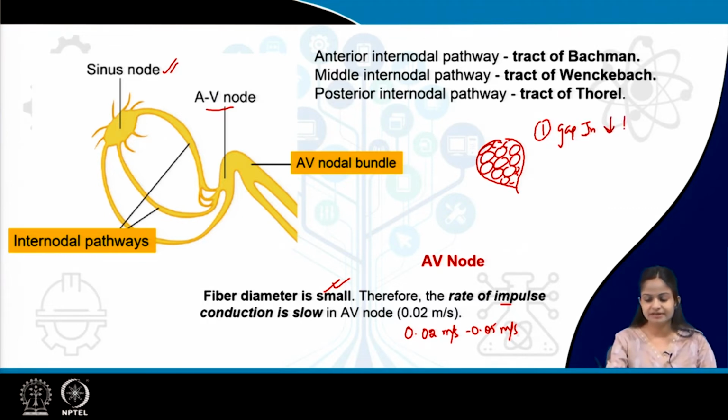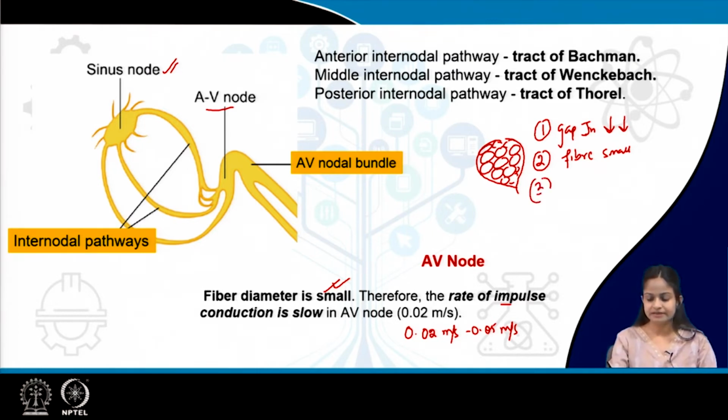These are comparatively less, that is why the conduction is slow. The second thing is because of the fiber diameter. The nodal fiber diameter is small. Now, the smaller the diameter, the resistance to the flow of anything will be high. So, whether it is impulse or blood flow or air flow, resistance is always high the smaller the diameter of the lumen or the diameter of the fiber.